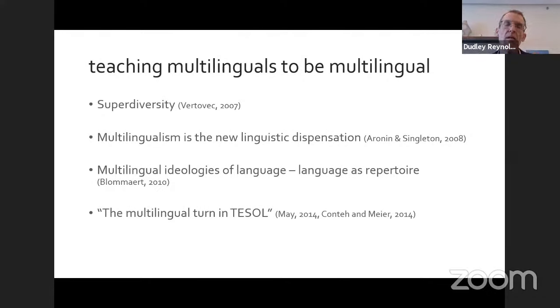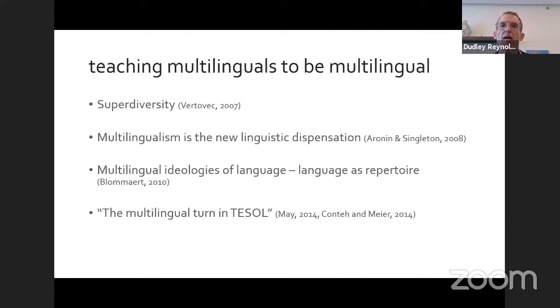And we have within the field of TESOL, I'm not saying anything new when I talk about needing to teach multilingualism. If you go back to 2014, we had two different books, one by Stephen May and then by Conteh and Meier, both of which use the phrase the multilingual turn in TESOL as part of their titles. And so this is where the field is at, okay? At least conceptually, at least theoretically.